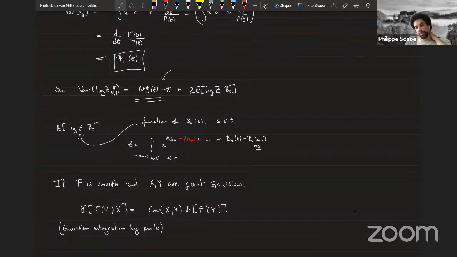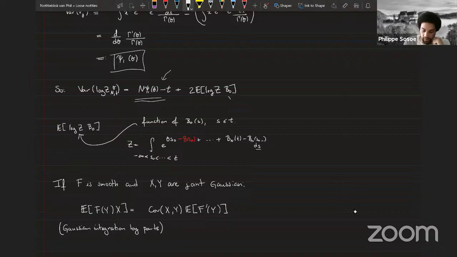So what is Gaussian integration by parts? You've probably seen it many times by now. So one possible statement is as follows. Suppose that f is smooth and also nice, say C infinity with compact support, and x and y are jointly Gaussian. And we're interested in computing the expectation of some function of y times x. Then we can integrate by parts, and we find that this is equal to the covariance of x and y times the expectation of f prime of y. Okay, so that's the classical statement.